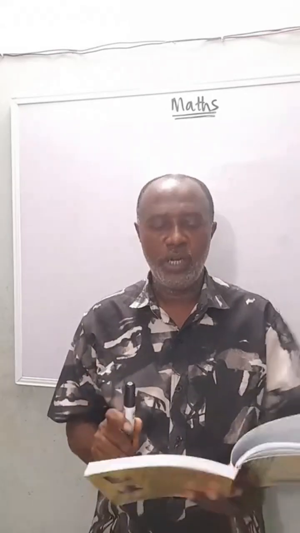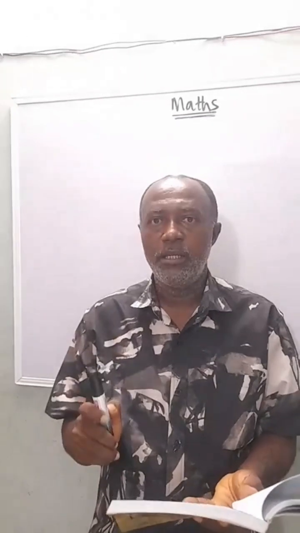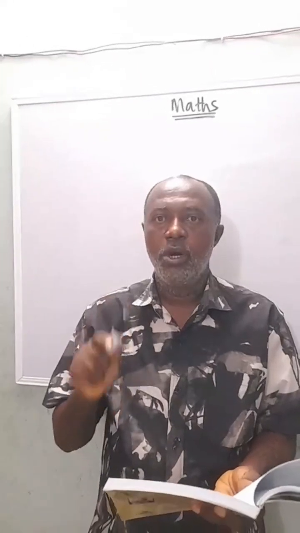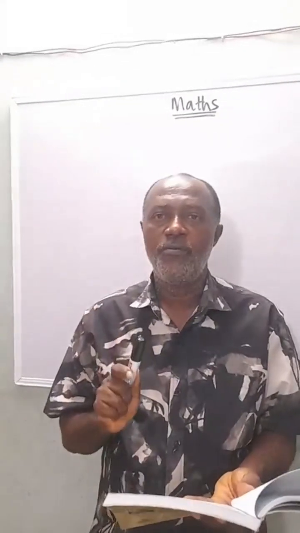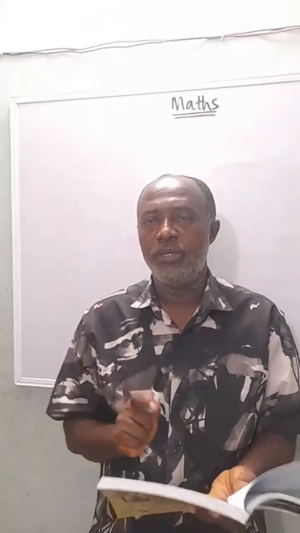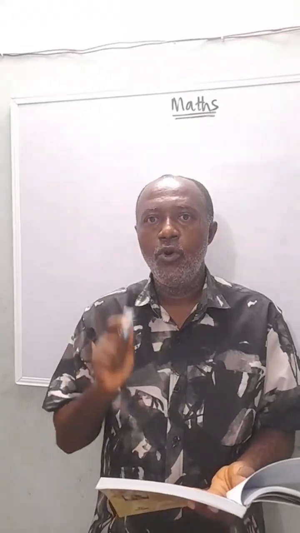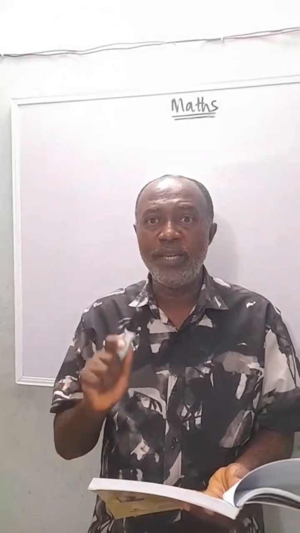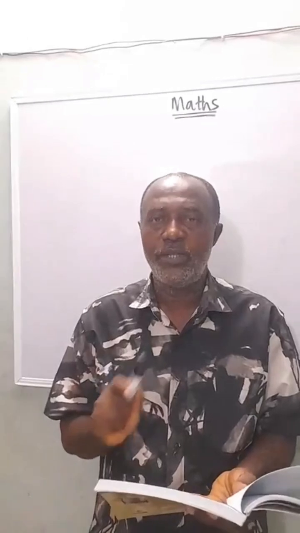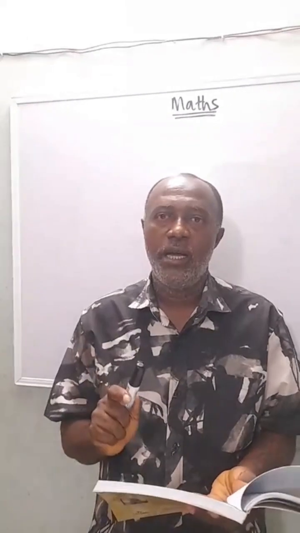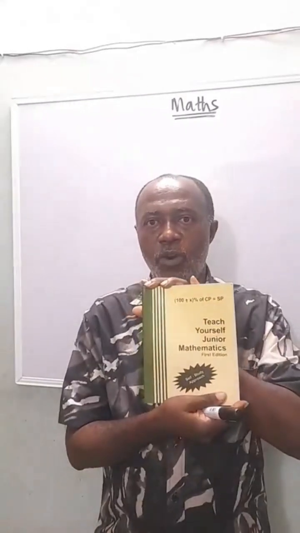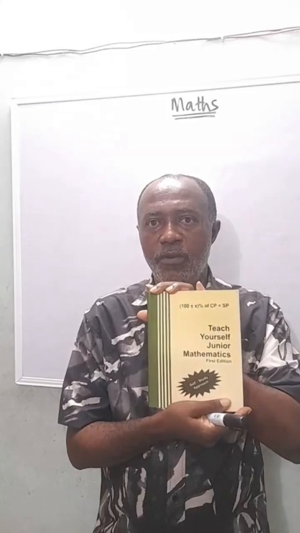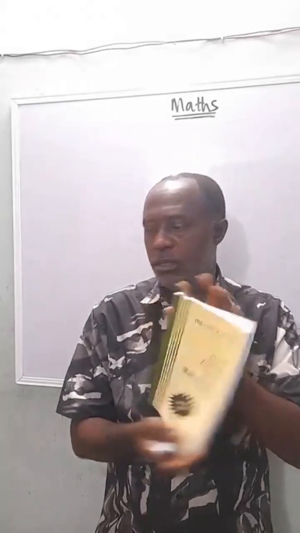I take the question again. Find two consecutive positive odd numbers whose squares differ by 32. That's the question from one of my textbooks, Teach Yourself Junior Mathematics.